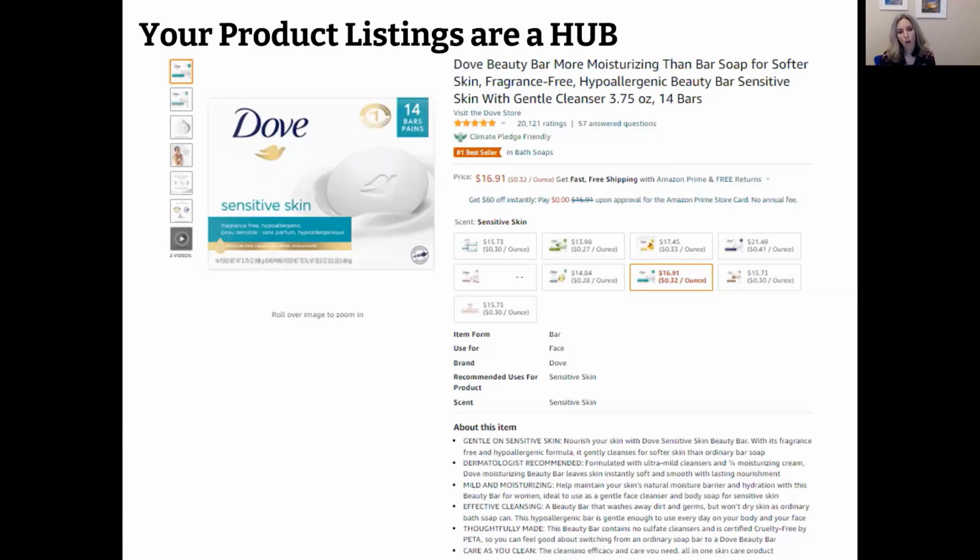Then below that, after the item form and things like that, you can see about the item. Those are the bullet points. And further down, not on this screenshot, there's also the A+ content if you have brand registry. That is another element of the listing and the core things you're looking at when you're thinking about optimizing and making sure your listing is converting as well as it can.